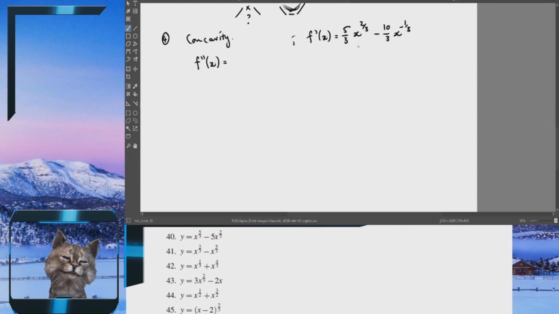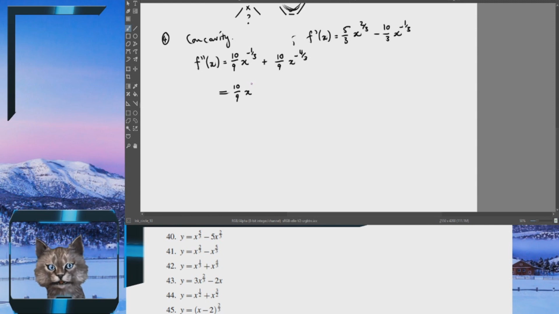Might not be the nicest version to use in step 3, but it is now. So I have 10 over 9 x to the negative 1/3 plus 10 over 9 x to the negative 4 over 3. Now I need to clean this up, of course. I'll take out a 10 over 9. And I'm going to take out the smallest, or most negative, rather, power of x, which is negative 4 over 3. What do I have left?